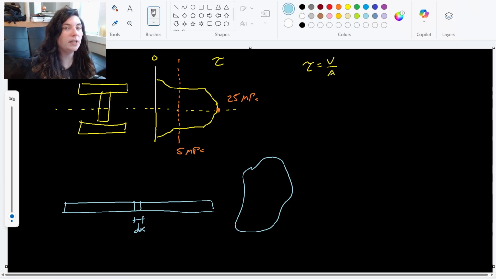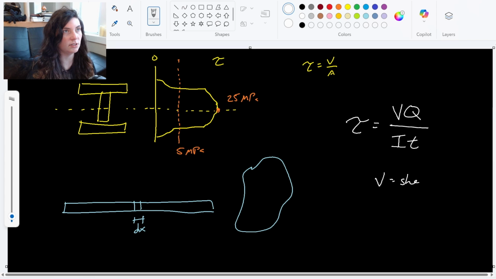So let's write our equation and break down what that means. Our equation for the exact shear stress is going to be shear stress, tau, is V times Q over I times T. V is the shear force going through the beam at that point. That's our V, that's our shear.